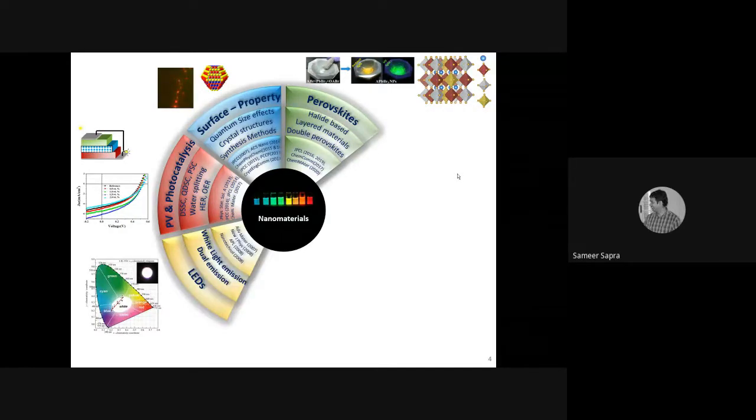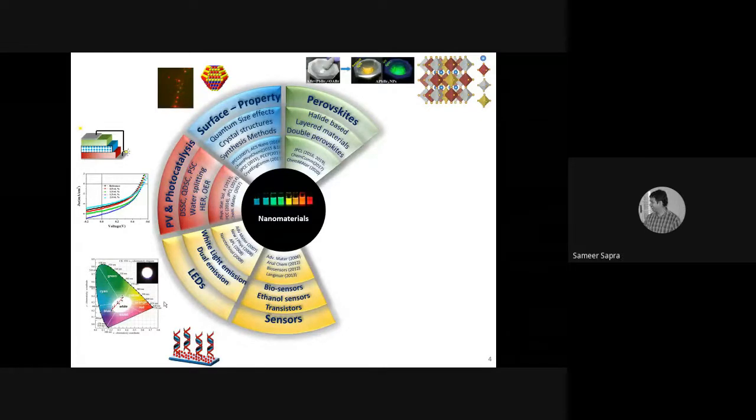And then LEDs. We focus a lot on white light emitting devices in particular. I mean, we do focus on various different emissions, but you can tune the white light from bluish white to yellowish white, and therefore in the market what you know as cool daylight or warm daylight conditions. So you can get all these different LEDs fabricated over here. We worked a lot on sensors based on these nanomaterials: biosensors, ethanol sensors, gas sensors based on transistors.